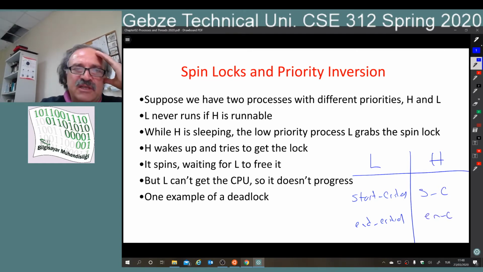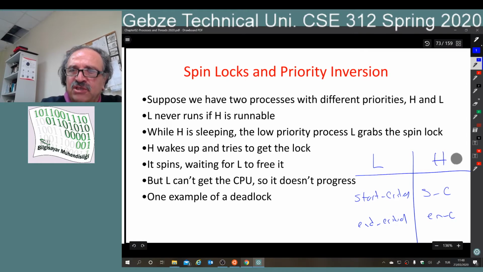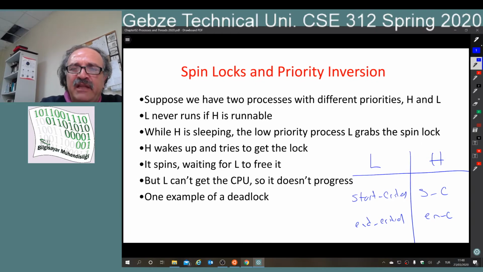They both have critical regions, and the reason why I am calling them L and H is this: H has a higher priority, L has a lower priority. That means the operating system will let H run if it is runnable. L will never get a chance to run if H is runnable. L runs only if H is blocked. Let's look at this one. L never runs if H is runnable.